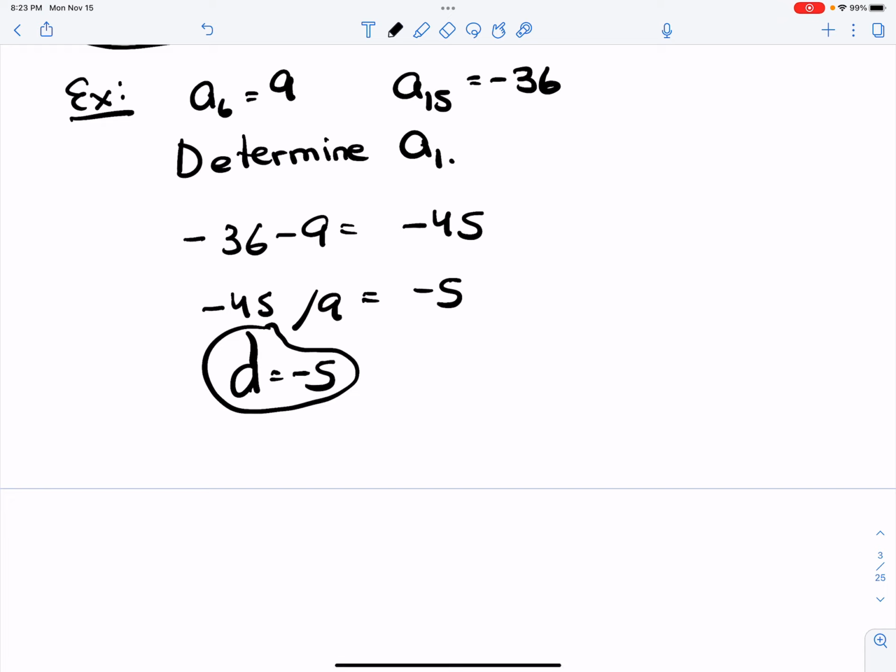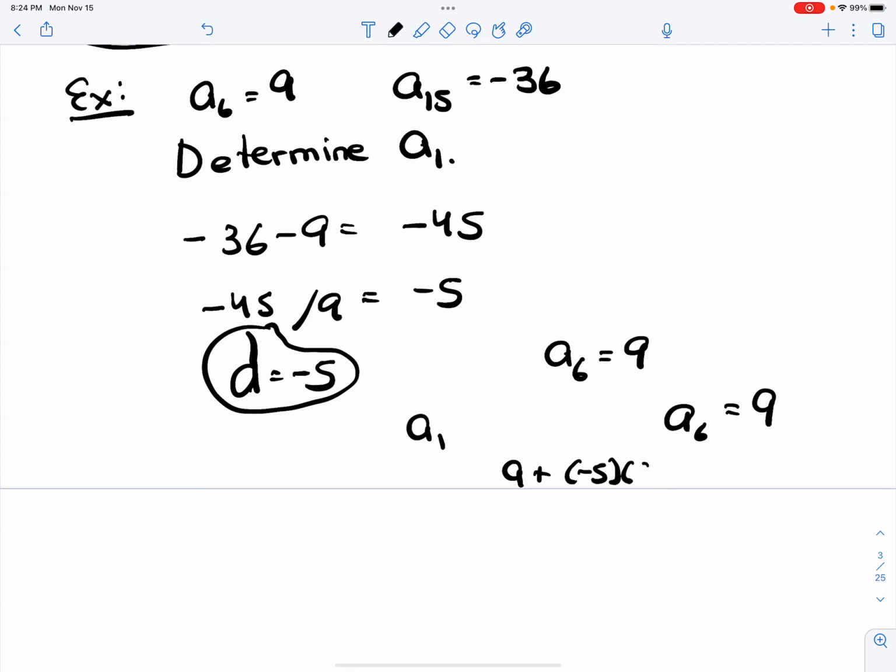And now to find a sub 1, think about, well, if you know a sub 6 is 9, and now you know the common difference is negative 5, then you're kind of going backwards. Instead of adding negative 5 to go to the right, you're going to subtract negative 5, or add 5, to go to the left to get to a sub 1. To go from a sub 1 to a sub 6, that's 5 jumps, or 5 applications of it. So you can think about 9 plus negative 5 times 5. So 9 minus 25.